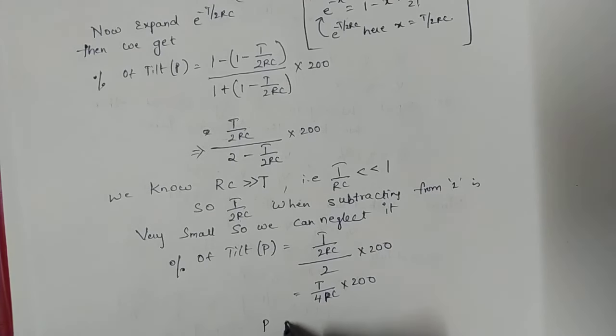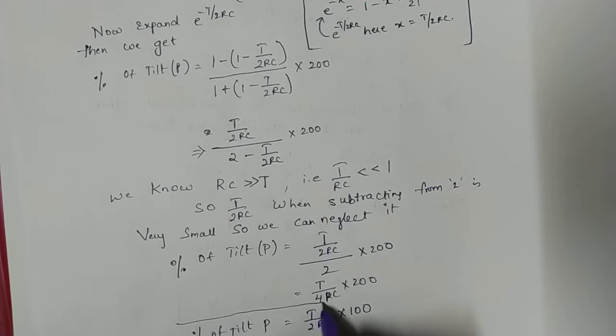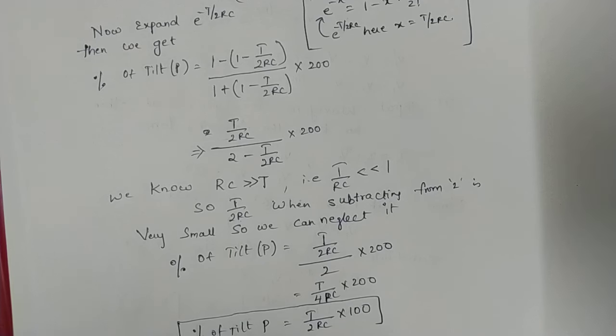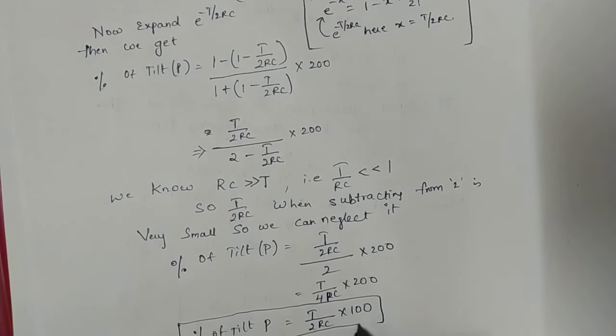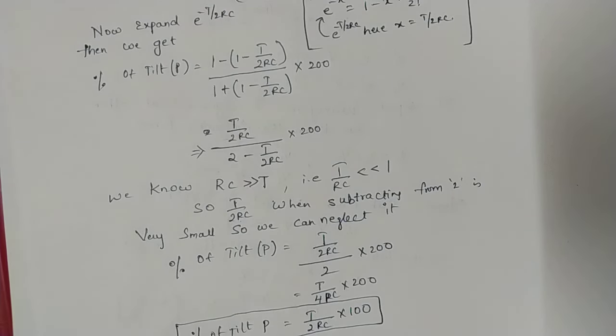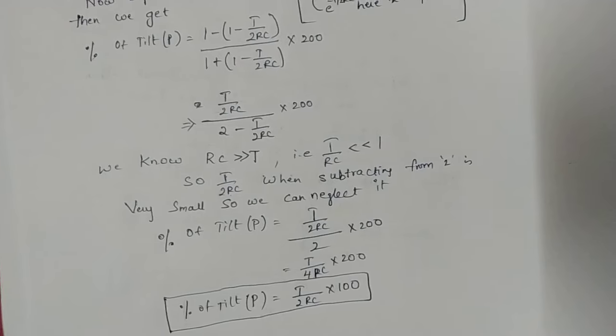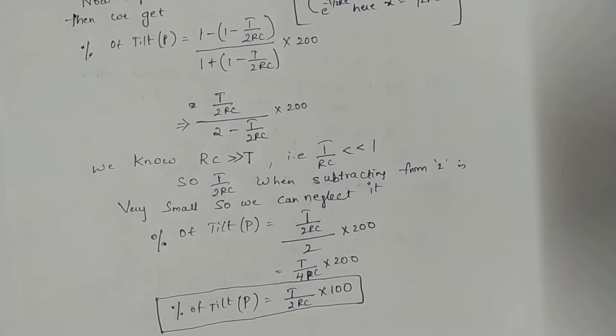So P equals T by 2RC into 100. This is the percentage of tilt. This is a very important question from the exam point of view, and for problems also. The percentage of tilt P equals T by 2RC into 100.